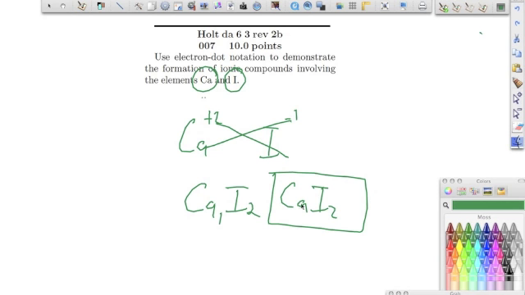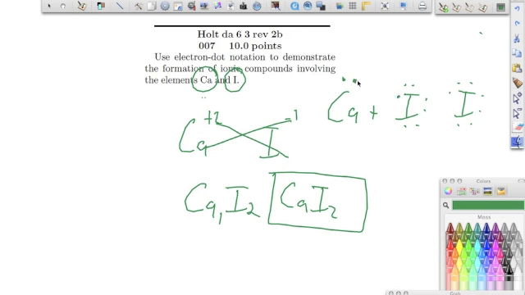And what we should see is we have 1 calcium, which has 2 valence electrons. And what it's reacting with is iodine, which is in group 17, so it has 7 valence electrons. And we have 2 iodines because we have a 2 right there. And remember, they want 8, but they can't have more than 8.